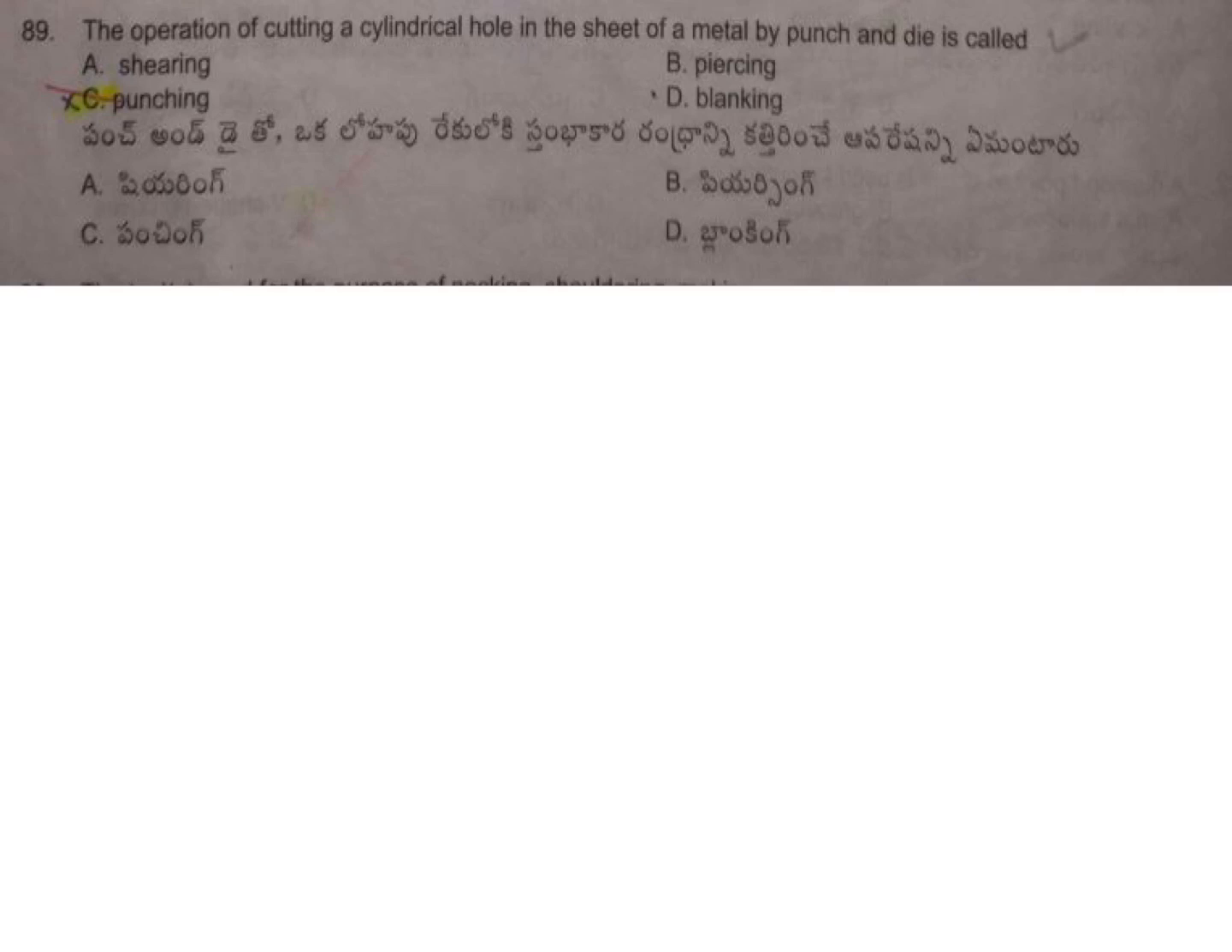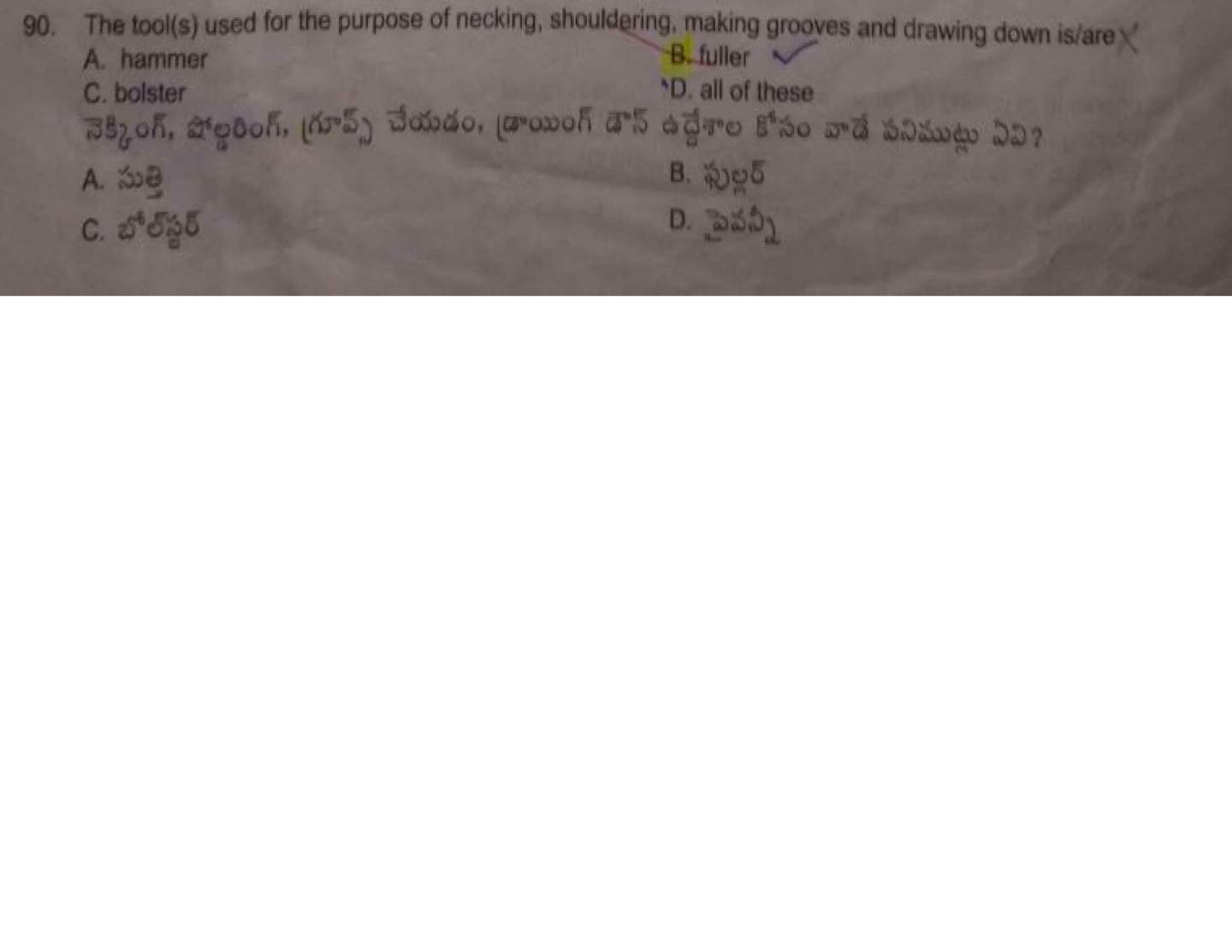The tools used for the purpose of necking, soldering, making grooves and drawing down are A. hammer, B. fuller, C. bolster, D. all of these. B is the answer. So 90 questions complete.